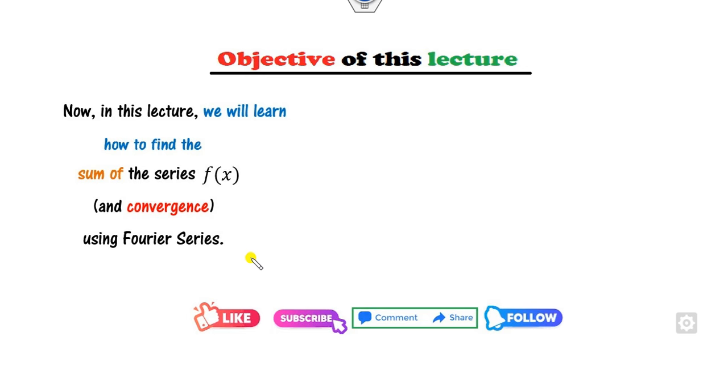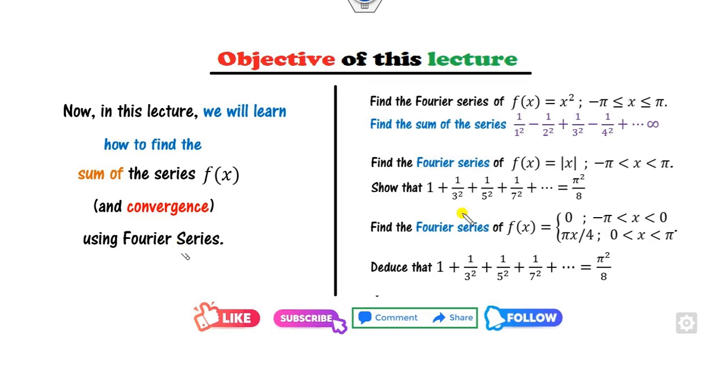What is the objective of this? We will see how you can find the sum of the series and the convergence of the Fourier series. For example, question number 1: find the Fourier series of this and find the sum of this series. Similarly, question number 2 is find the Fourier series of this and show that this sum will be convergent to pi square by 8, and so on.